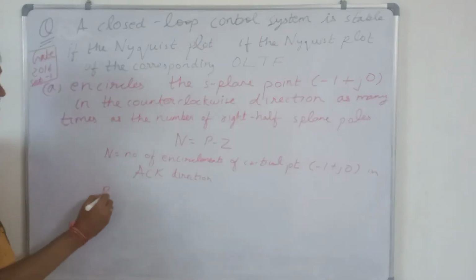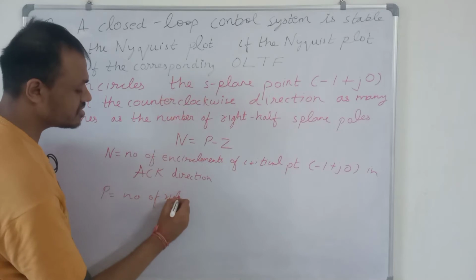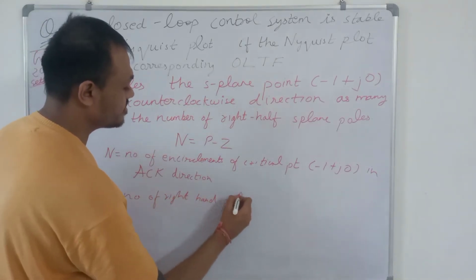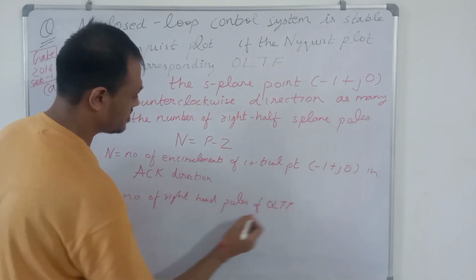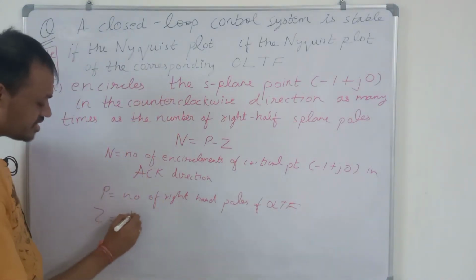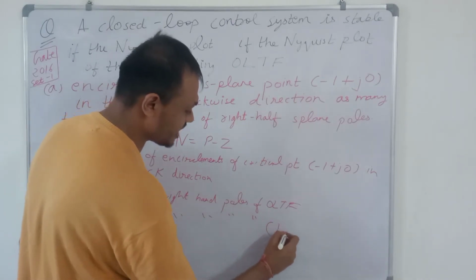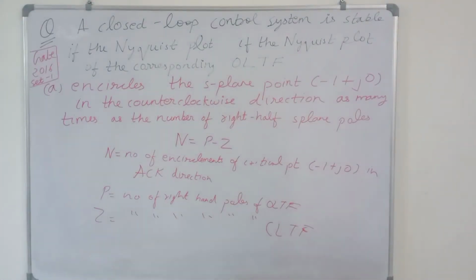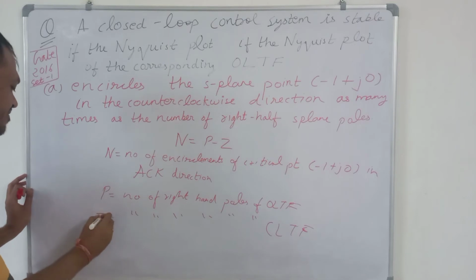P is the number of right hand poles of OLTF, and Z is the number of right hand poles of the closed loop transfer function, CLTF.